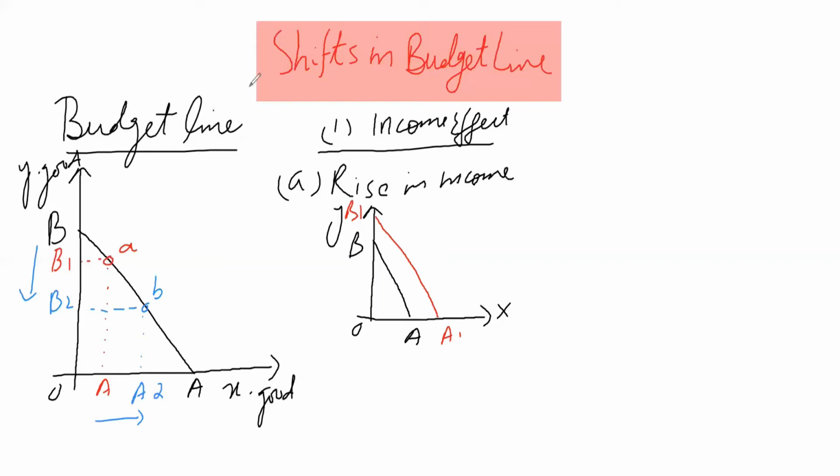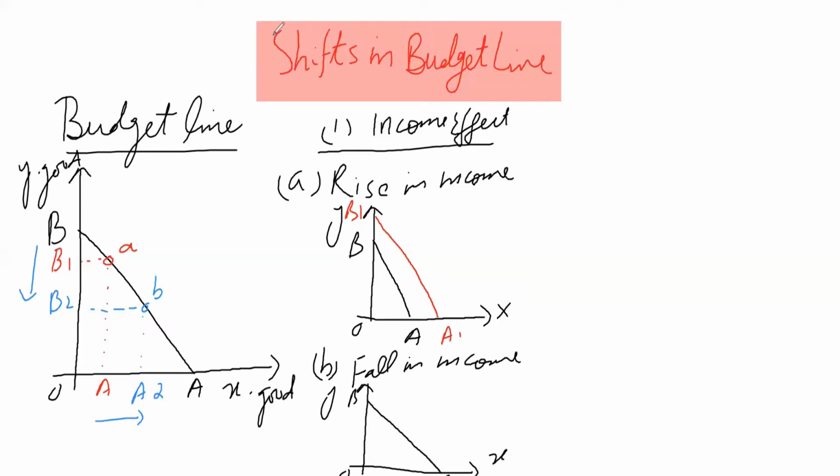And the second situation is fall in income. If there is fall in income, then consumer's purchasing power will decrease. Consumer would be able to purchase lesser quantities of x and y good. Again, label axis and draw an initial budget line, which can be labeled as AB. And now if there is fall in income, then purchasing power will fall and budget line will completely shift to the left from AB to A1B1.